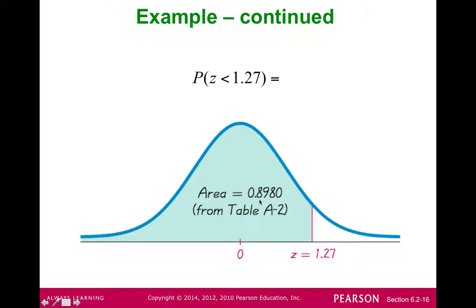You could also, if you wanted to turn this into a percentage, just multiply this 0.8980 by 100, which would turn that into a relative frequency for us, which is the way that we talk about probability in the form of a percentage, which would be 89.8%.